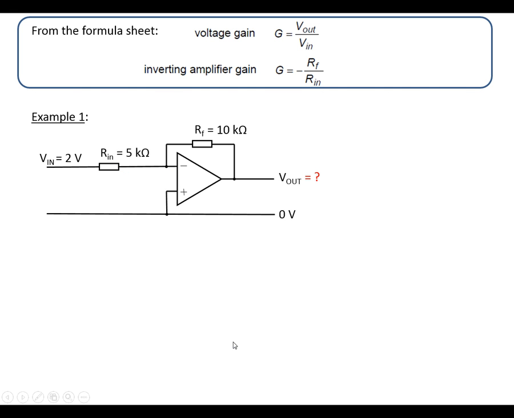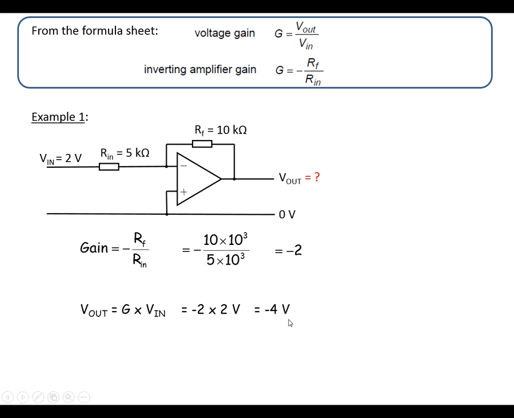So let's do some examples of where we'd use this. So we've got this circuit here, we've got 2 volts going in, we've got Rin and RF as shown. So the first thing we can do, using the formula, we can say that minus RF over Rin, if we put the values in, minus 10k divided by 5k comes up as a gain of minus 2. Using the top formula, rearranging that, V out is going to be the gain multiplied by V in, so it's minus 2 times 2 volts. So V out in this case is going to be minus 4 volts.